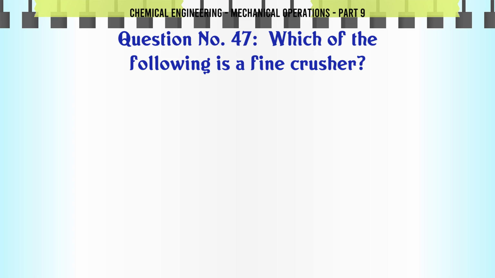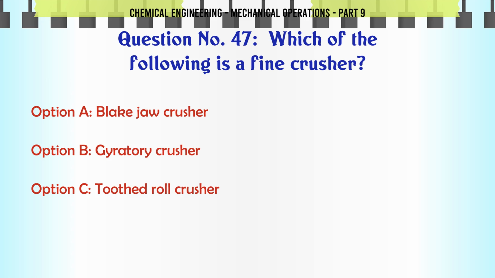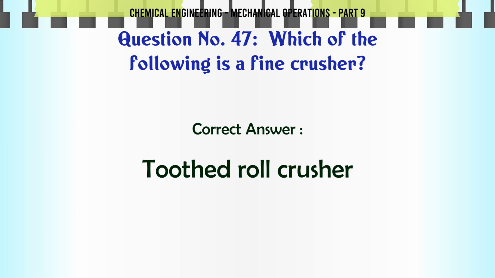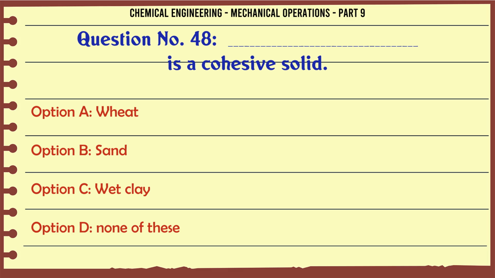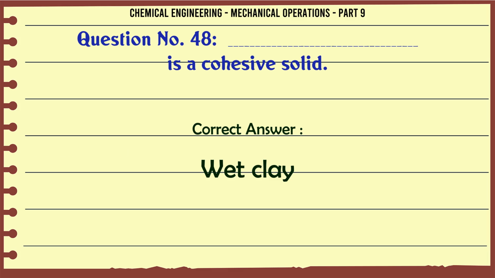Which of the following is a fine crusher? A. Blake jaw crusher, B. Gyratory crusher, C. Toothed roll crusher, D. Dodge jaw crusher. The correct answer is toothed roll crusher. Which is a cohesive solid? A. Wheat, B. Sand, C. Wet clay, D. None of these. The correct answer is wet clay.